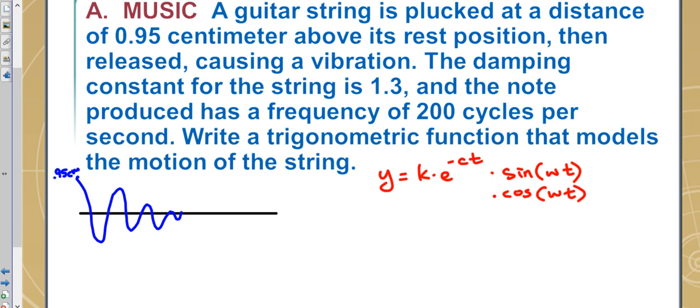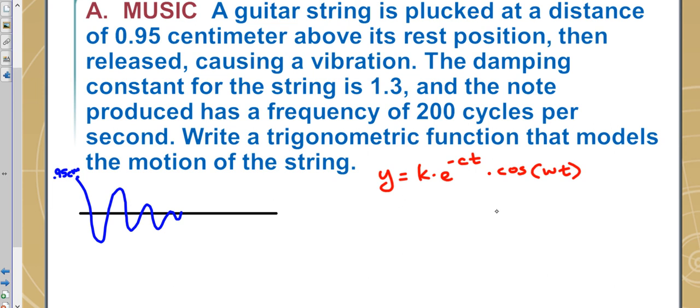So the first thing we have to establish is which function are we using? Which one would start high? Well, the answer is cosine starts high, sine starts at 0. So we're not going to actually use sine here. We're going to use cosine for our formula. So this is our formula here that we're going to use for this particular problem.